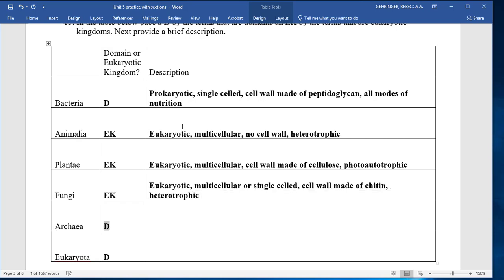Heterotrophic. Archaea, their domain. They are, remember, prokaryotic. How many cells? Single. Cell wall? Sometimes. So if they have a cell wall, what's it made of? Typically some kind of protein base, not peptidoglycan.